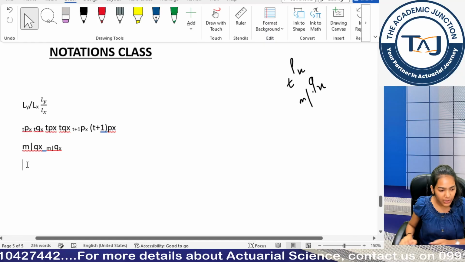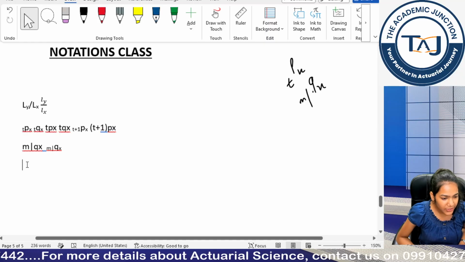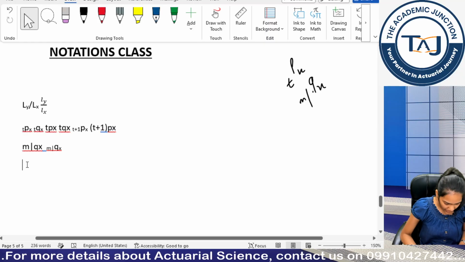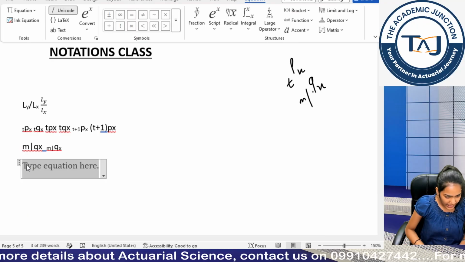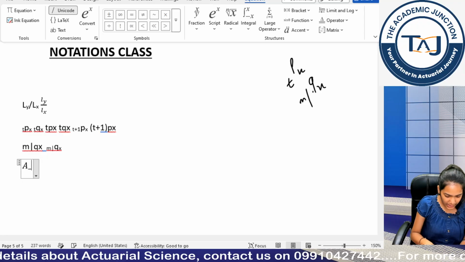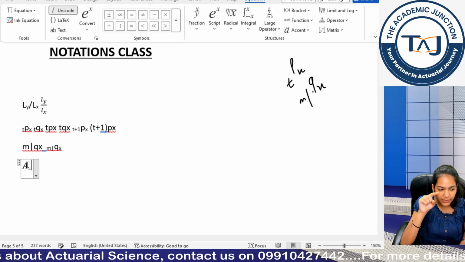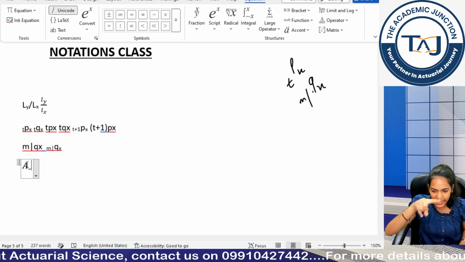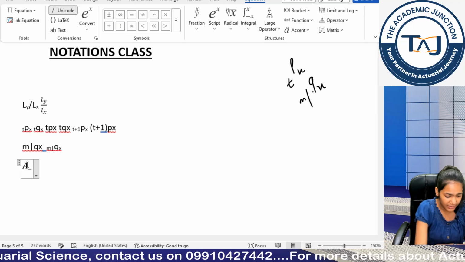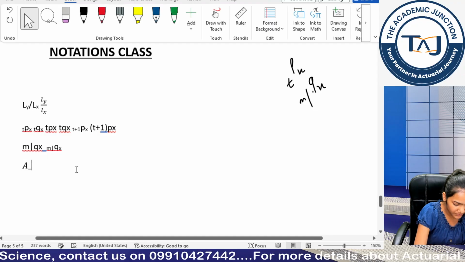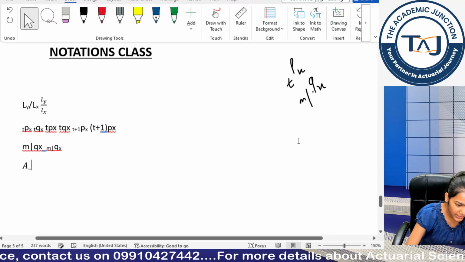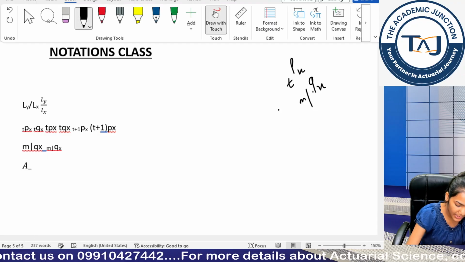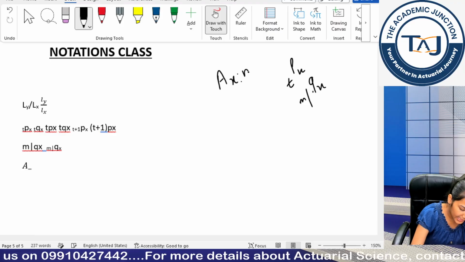So let's move forward to assurances. For assurance too, I will tell you two or three ways. Alt equal to A underscore, then we have X colon N, and then we have bar. Let me write it in the normal approach. So it is basically my A, X and this, right?